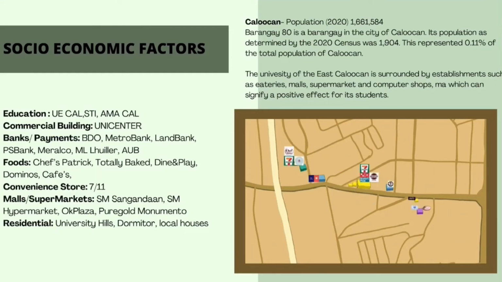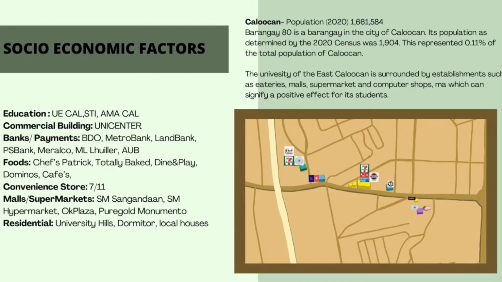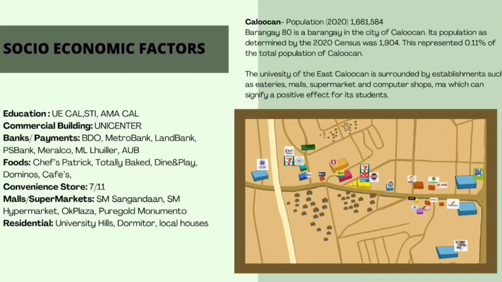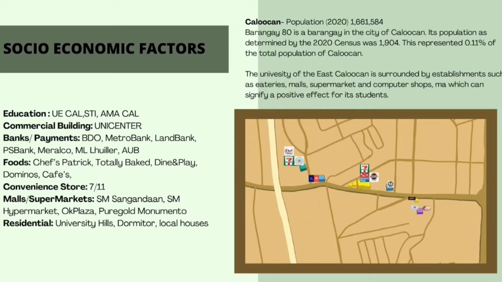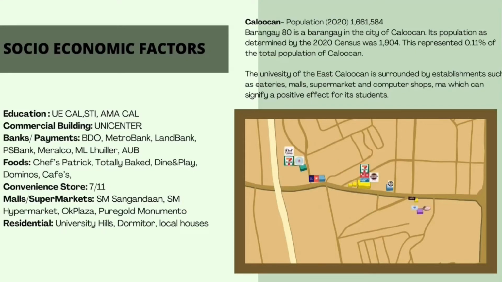Next is education. There are universities near the UE. Examples of these are STI Caloocan, the neighboring school of UE, and lastly AMA Caloocan. Next up is one of the big commercial buildings, the Uni Center, where the students go before and after class. Most of the students use this as the meeting place as they can buy foods here. Next is bank and payments. It's where the students and professors go for withdrawals and paying bills.